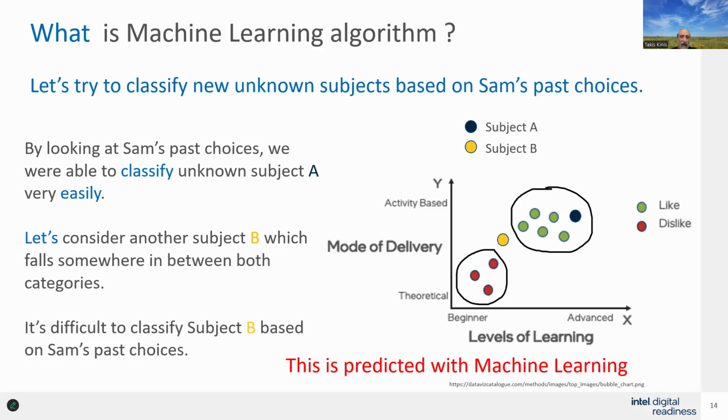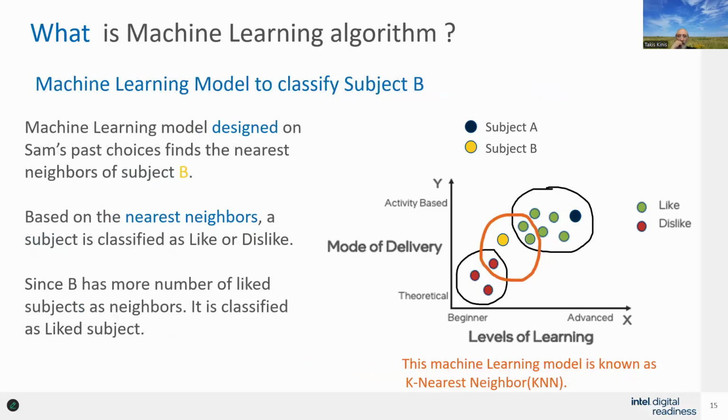But the B is not in one group or the other. So how do we know if he likes it or dislikes it? It's kind of in the middle, right? It is. So we can't really just say where it's going to fit. So how do we figure out how it's going to fit? That's really kind of where we go.